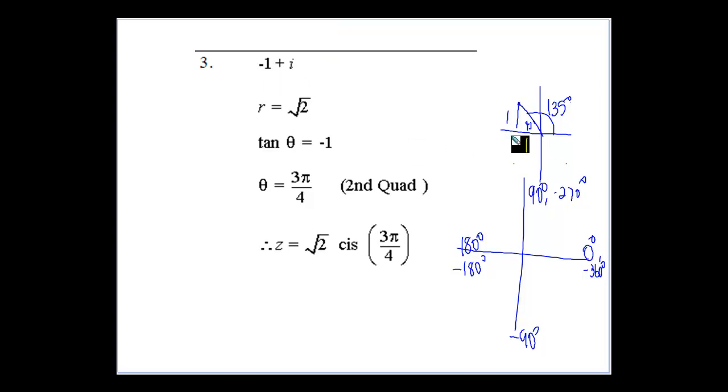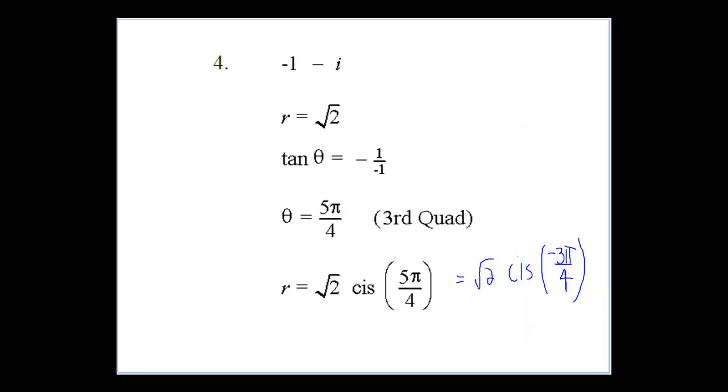Minus 1 plus i, so across 1 up 1 there. Again, our modulus is root 2, and inverse tan of 1, we know that's going to be 45 degrees or pi on 4. So the angle there would be 135 because we're in the second quadrant. So keep it in mind.